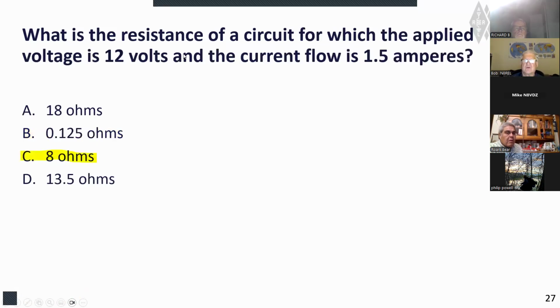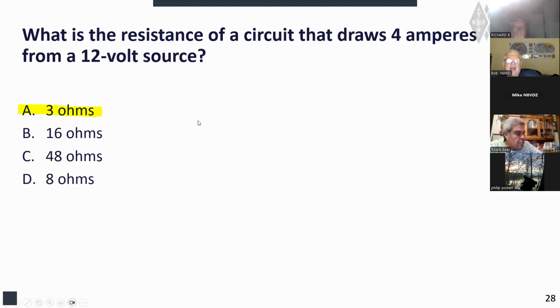What's the resistance for a circuit with an applied voltage of 12 volts and 1.5 amps? You're going to take the 12 volts, again that's that top number, and divide it by 1.5, and that's going to give you 8 ohms of resistance. And what's the resistance of a circuit that draws 4 amps from a 12-volt source? Again, you divide the voltage by the amperage. 12 volts divided by 4 amps gives you 3 ohms.